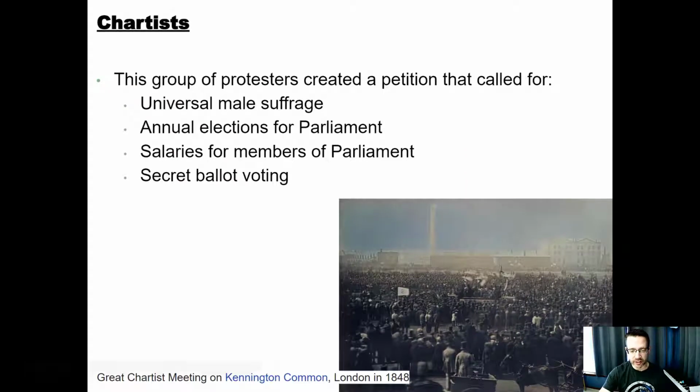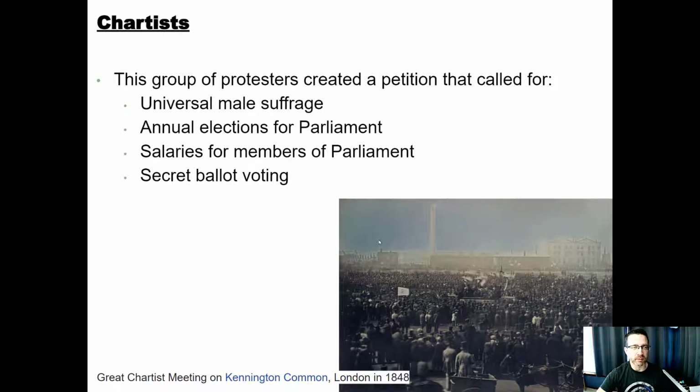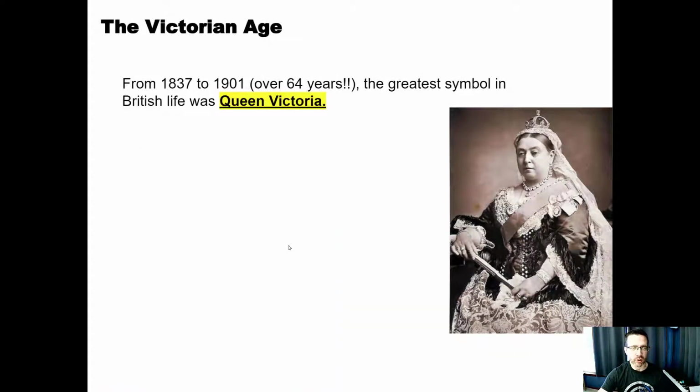And this is actually a picture, 1848. It's an early photo, but this is actually the Chartists. The Great Meeting, they called it. So these people fought for this right, and they do get more reforms.